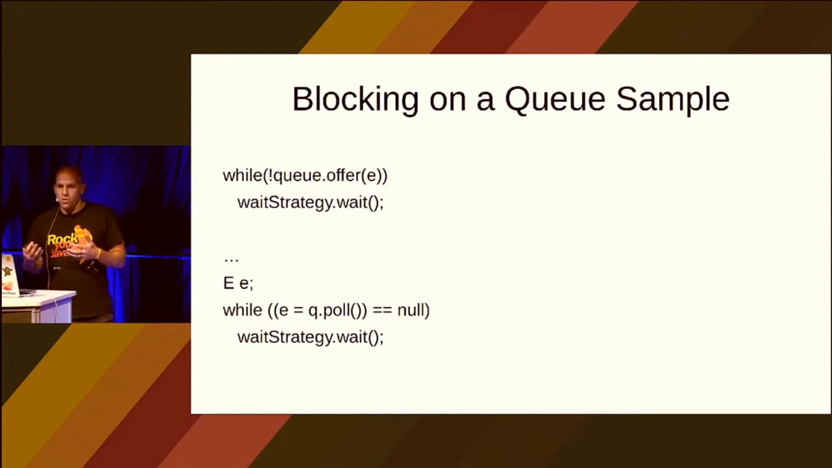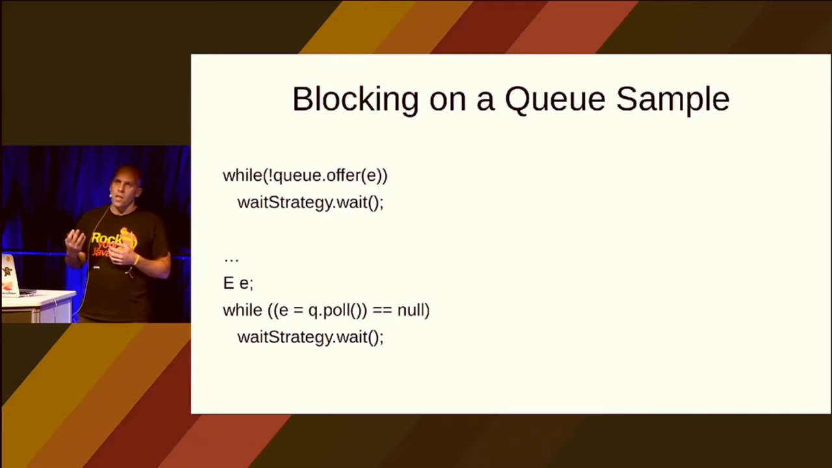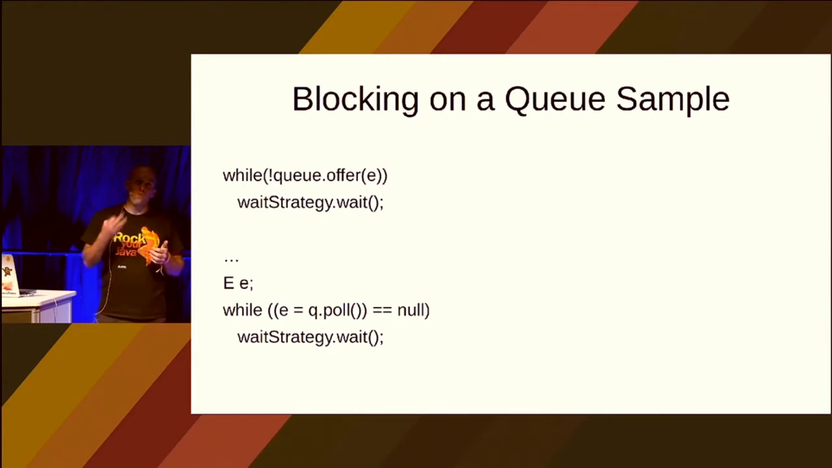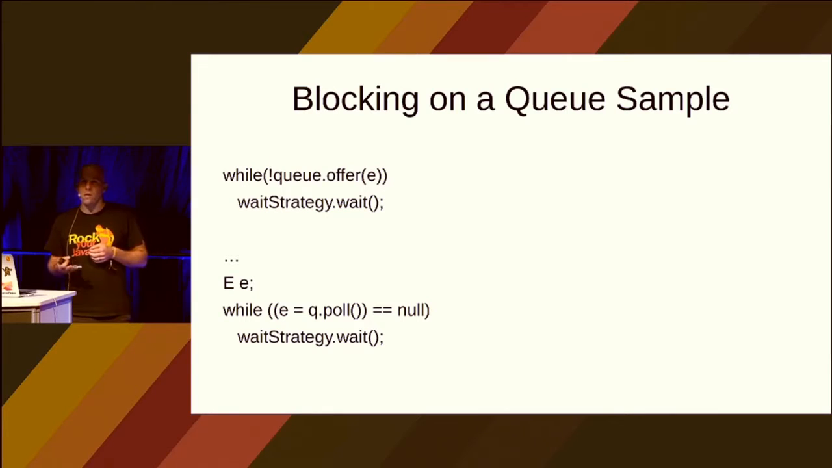Using that sort of wait strategy ends up looking something like that. You have your queue. While the offer is failing, you're going to wait. Similarly, on the other side, while your poll returns null, you're going to wait. It's a small adjustment to make in your code. Wherever you have take or put, you now have a loop.